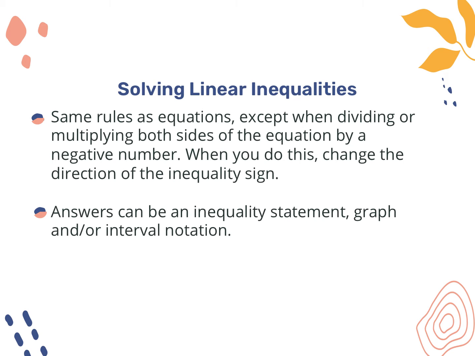So when we solve linear inequalities, we're going to use the same rules as when we solve an equation, except when we divide or multiply both sides of the equation by a negative number. When we do this, we're going to change the direction of the inequality sign. Our answers are going to be written as an inequality statement. We're going to be graphing them, and then we're going to be writing our answers in interval notation.